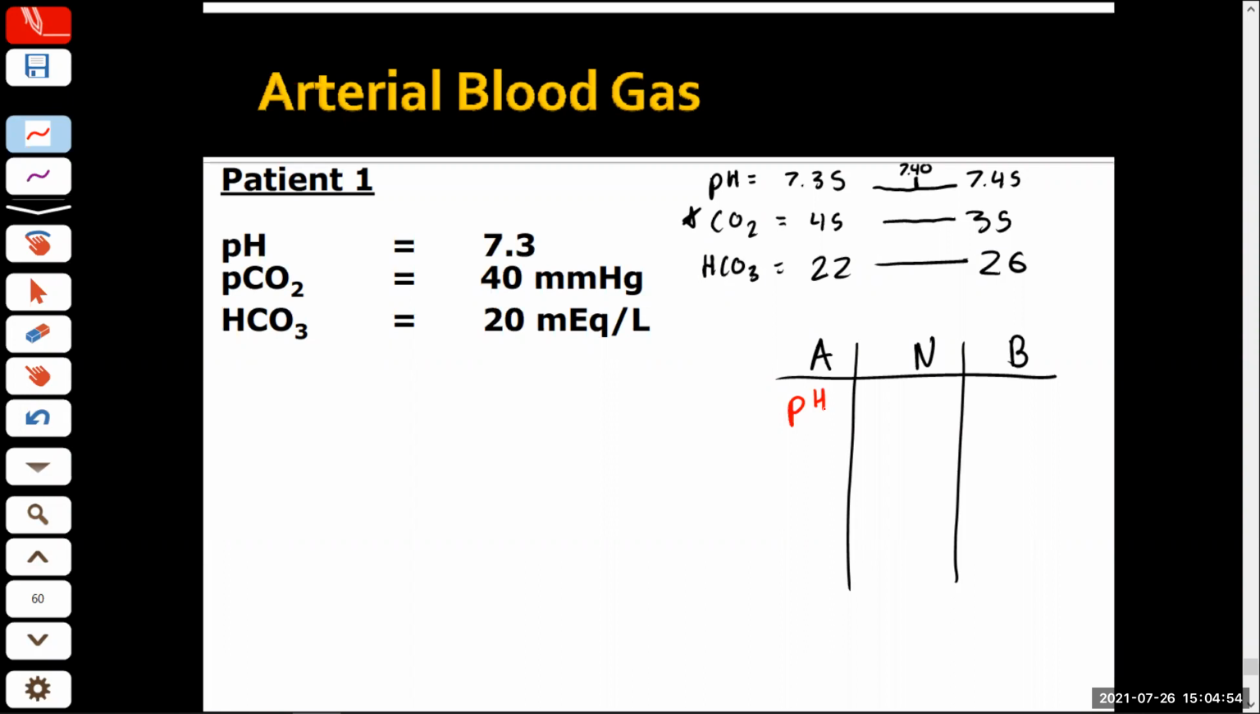So CO2 here, remember, we flipped it. This is the tricky one. We flipped it. So where does 40 belong? Which column? 40 is right in the middle between 35 and 45. Agreed? Therefore, it's neutral.